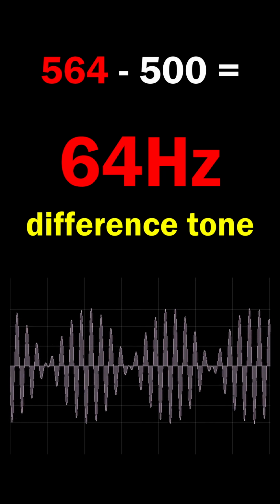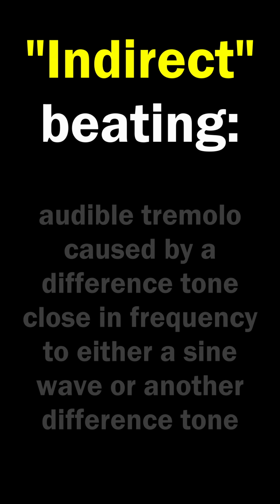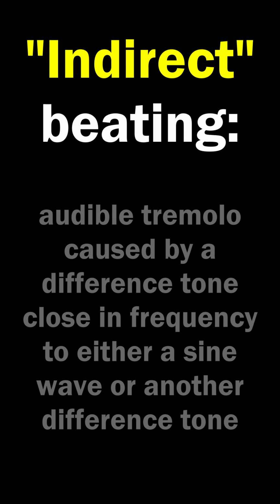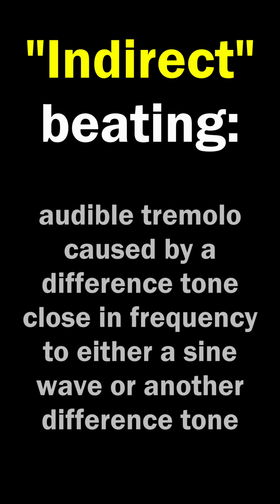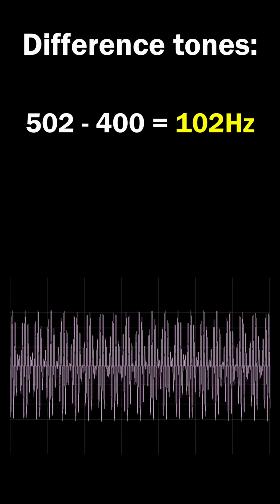This leads us to number 2, indirect beating. The audible tremolo caused not by two sine waves, but by a difference tone that's close in frequency to either a sine wave or another difference tone. To explain more concretely, here are sine waves at 400 Hz, 502 Hz, and 600 Hz. Now let's consider the difference tones produced by every pair of these notes.